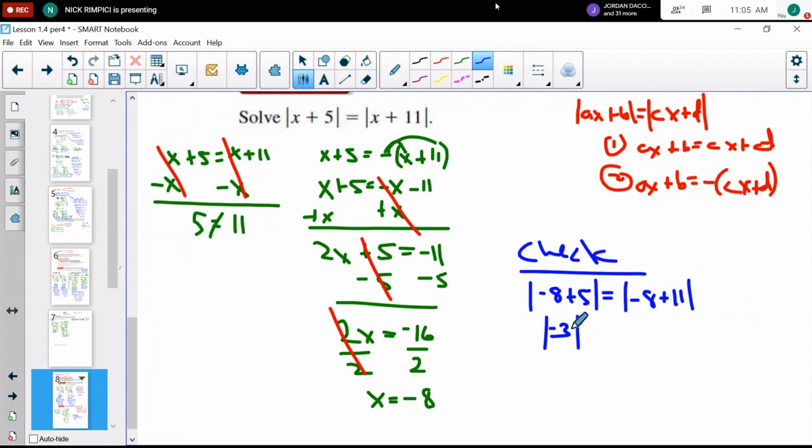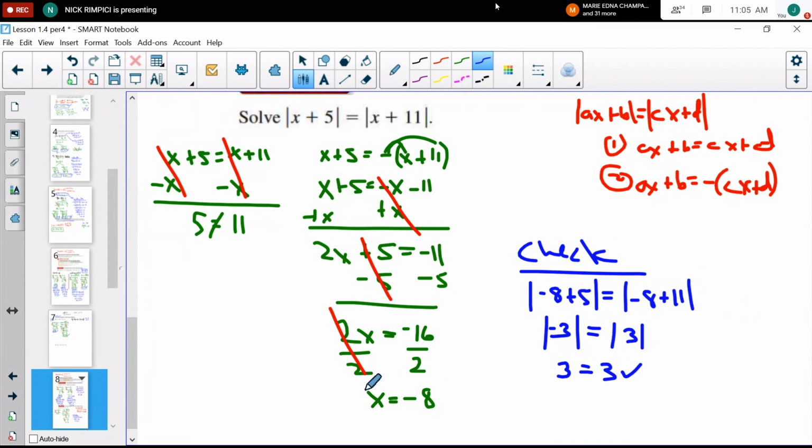But then you have the absolute value of negative 3, and we know the absolute value converts everything to positives. So this side becomes 3. That's the left. On the right, we have negative 8 plus 11, which is really 11 minus 8, which is positive 3. And we know the absolute value of positive 3 is positive 3.